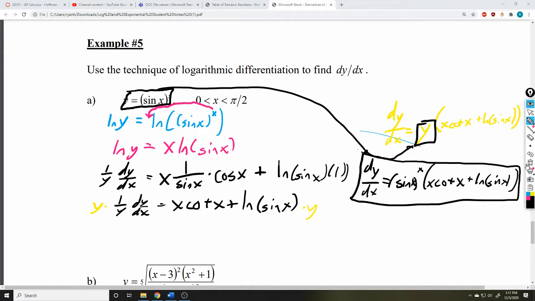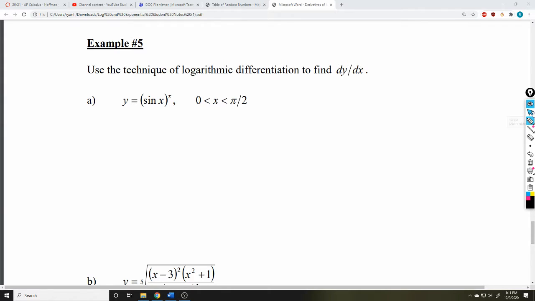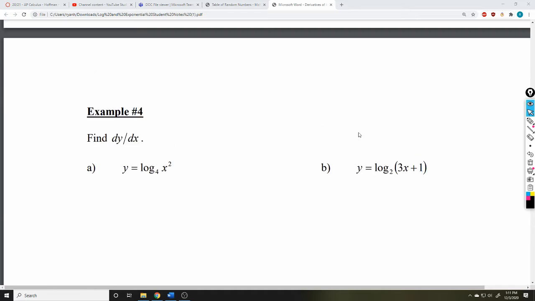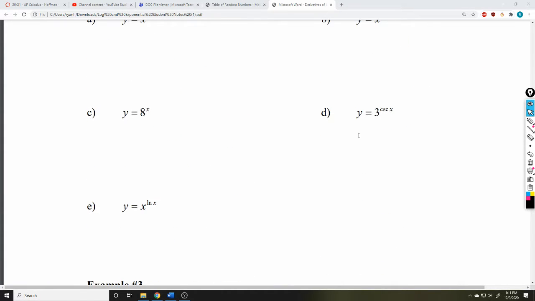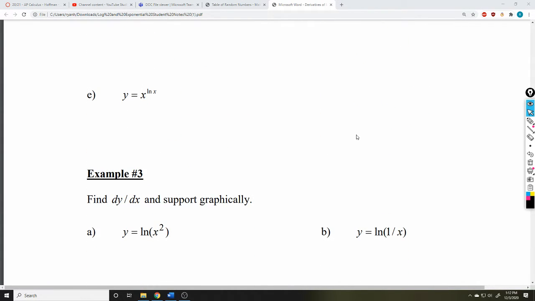So let's do this for a couple more of these. I'm not going to do the whole thing on the rest of these. I'm just going to show the first couple steps so that you can recognize where we're going to use it and what it looks like.